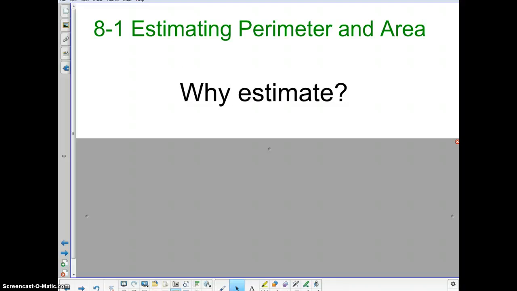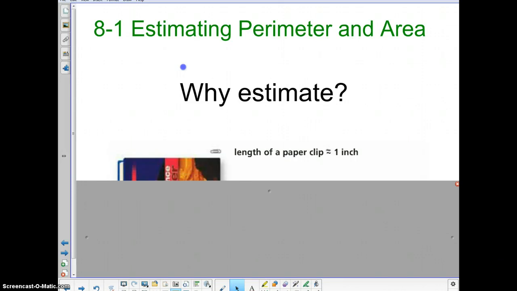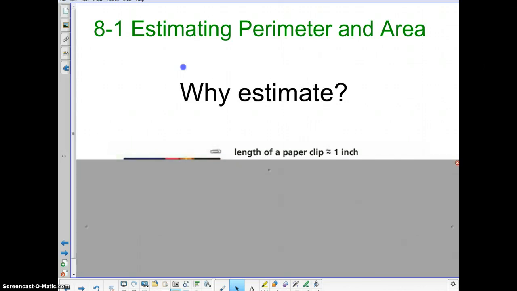8.1, estimating perimeter and area, and the first question I have to ask is, why would we ever estimate? We need to estimate for multiple reasons. A lot of the times in math, we get into this number crunching and just write the answer down and have no idea if our answer makes sense at all in the first place.